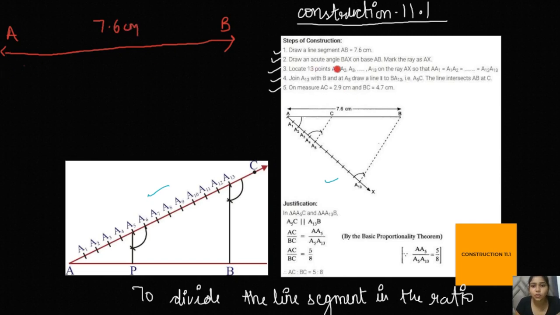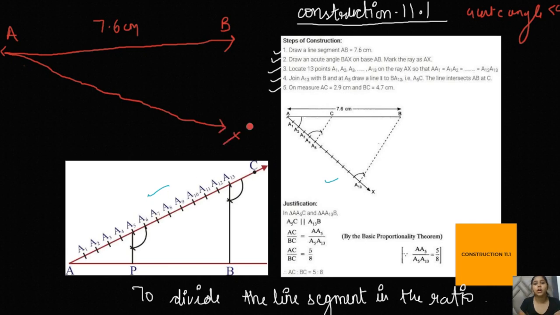Now what you have to do is draw an acute angle BAX on base AB. Right. Okay, so an acute angle is basically an angle less than 90 degrees. Am I right? So draw the acute angle using the protractor or using a construction. Okay, this is how you can draw the acute angle and just mark it as X.